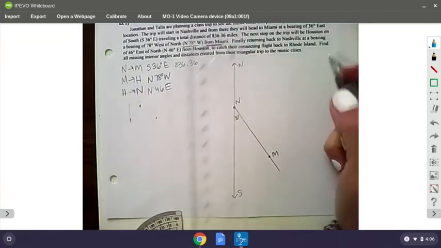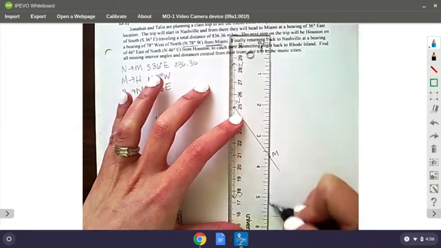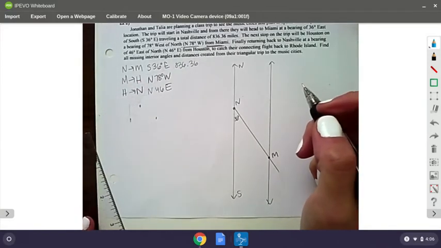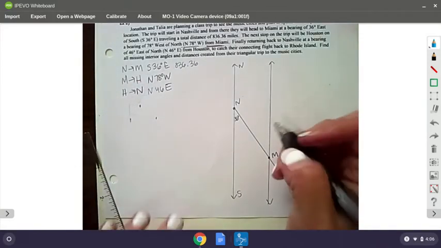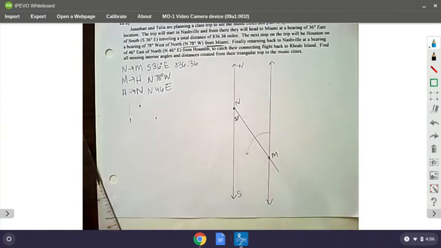Okay, so now we're going to go Miami to Houston. So we need another bearing line. Miami to Houston is 78 degrees west of north. So north is up here. 78 degrees is going to be this way.